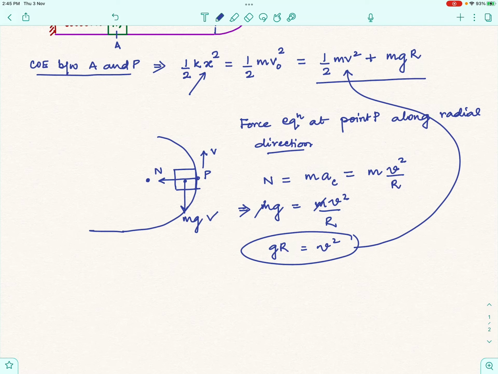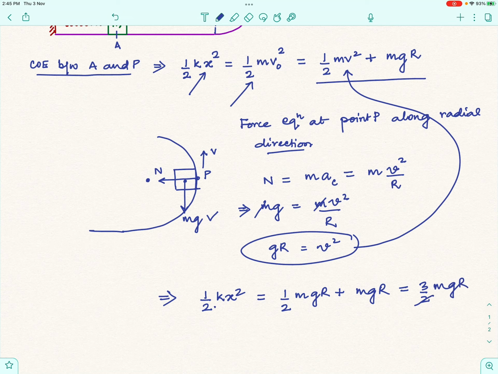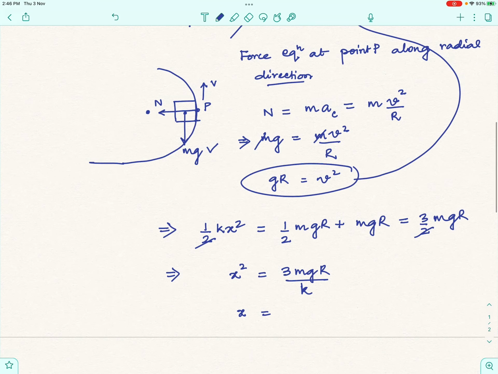So what we are going to do now is use this energy conservation equation once again. We will write it once again starting from half kx squared. We will omit this middle term because we do not really require this. So half kx squared is equal to half m into v squared, which can now be written as gr, plus the second term mgr as it is. So half mgr plus mgr will be 3 by 2 mgr, and now we can simplify this for the value of x. From this equation we can write x squared is equal to 3 mgr by k, and x correspondingly will be root of 3 mgr by k, which is our final answer.